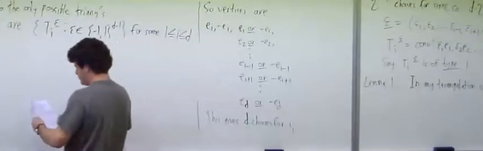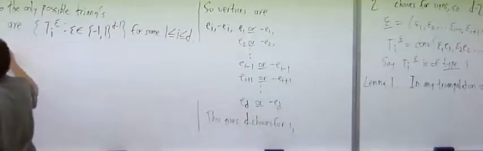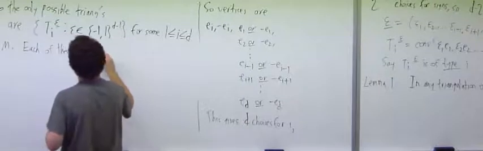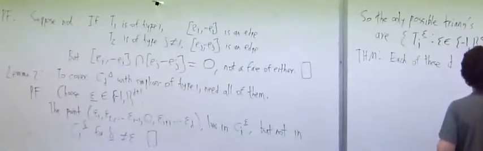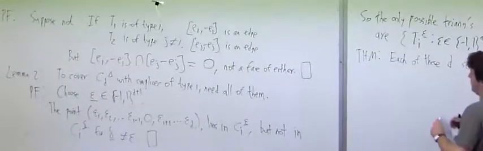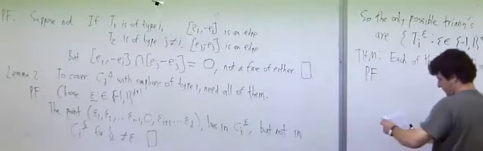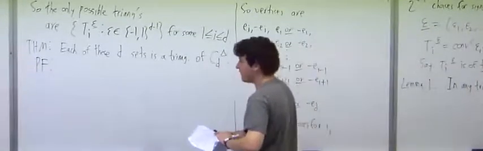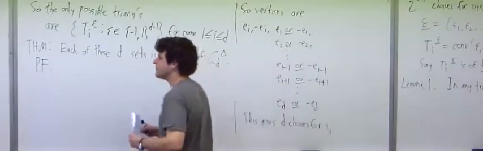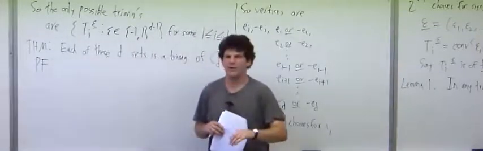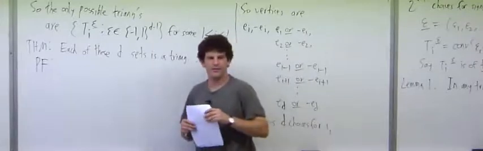Well, I claim that these actually are triangulations. So I'll call this a theorem. What do I need to do? I need to show two things. When I did this limit, I showed that I need all of them. I didn't show that the union of all of them actually is the whole simplex, but it is. So let me show that.